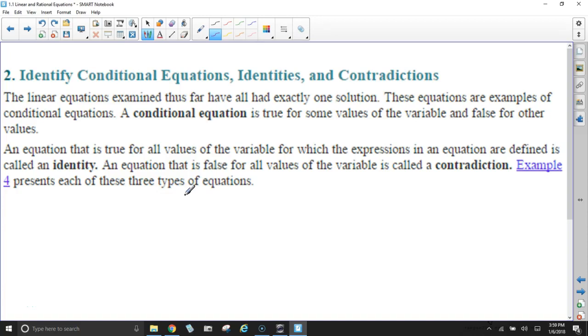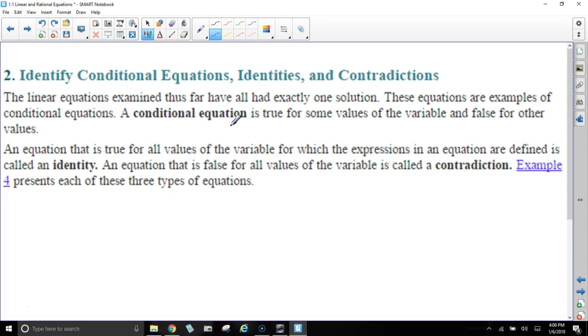The next thing we're going to visit about are what makes an equation a conditional equation, or an identity type of an equation, or an equation that is a contradiction. So far, we've seen equations that have exactly one solution. These are called conditional equations. A conditional equation is true for some values of the variable and false for other values.